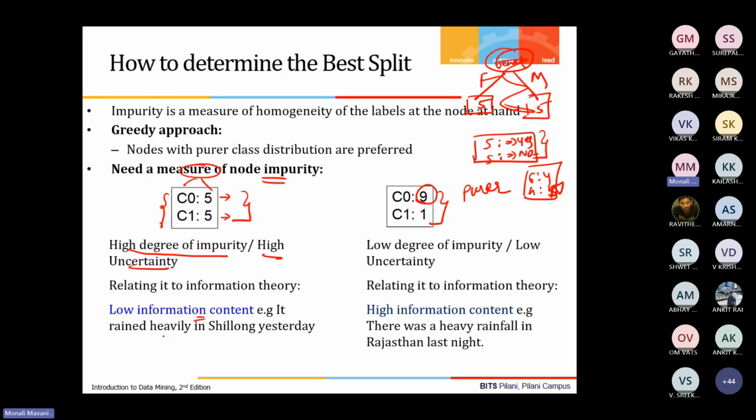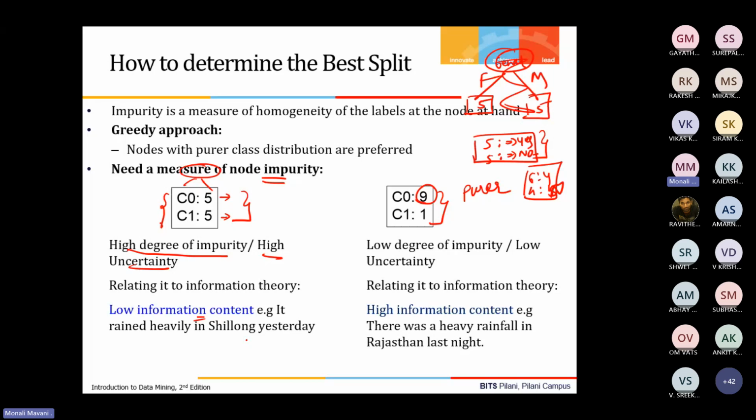It rained heavily in Shillong yesterday. The probability of raining in Shillong is always high, so the information content is very low compared to when I say that there was a heavy rainfall in Rajasthan. The probability of a heavy rainfall in Rajasthan is very low. When a probability is low, the information content is high.